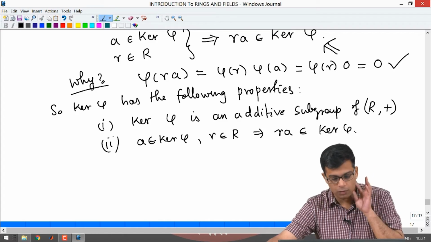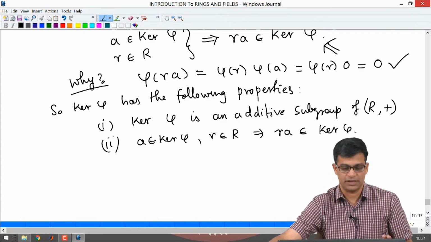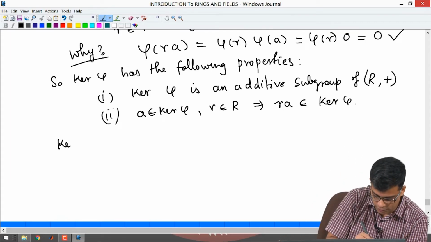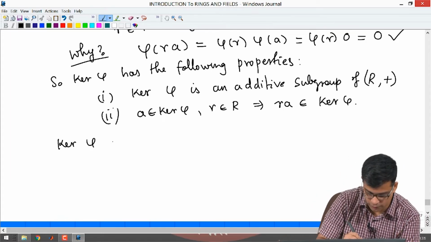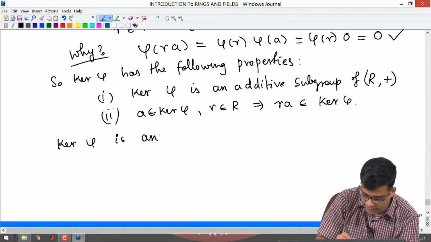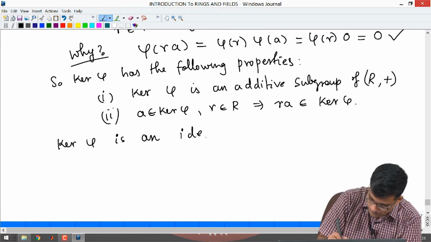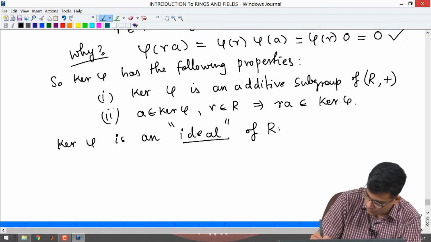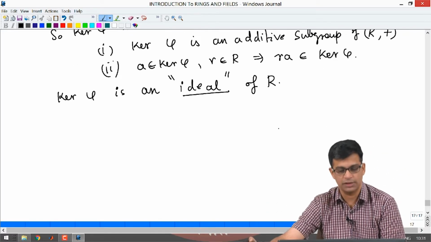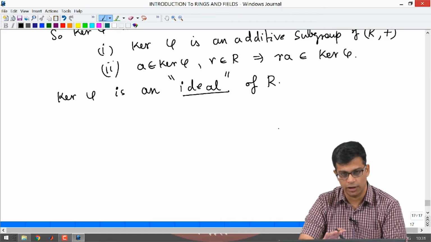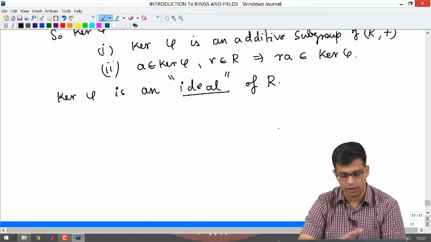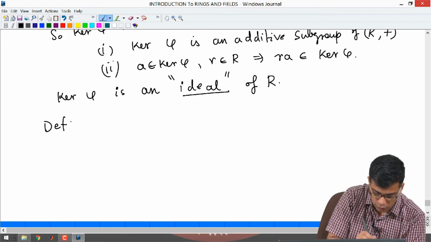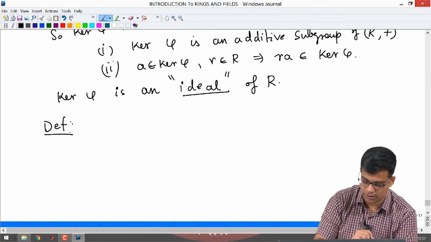Okay. Now, we want to give a special name to subsets of a ring that have this property. So, kernel phi is a special case of that. Kernel phi is an ideal. Okay. So, what is an ideal? This is a very important word in ring theory. After defining rings and homomorphisms, the next important thing is this. I will formally write the definition; it is simply the properties 1 and 2.